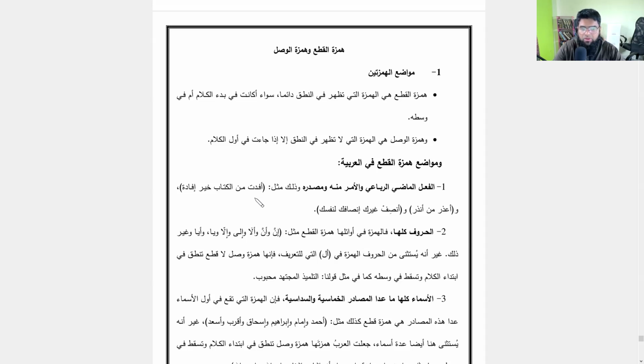By the way, there's a video on the 10 forms if you want to watch, in 60 minutes. Then أعذر من أنذر. أعذر, having more excuses. And أنذر also. وأنصف غيرك إنصافك لنفسك. That means be just to others like you are just to yourself, kind of. So فعل ماضي of 4 letters, form 4 mostly.